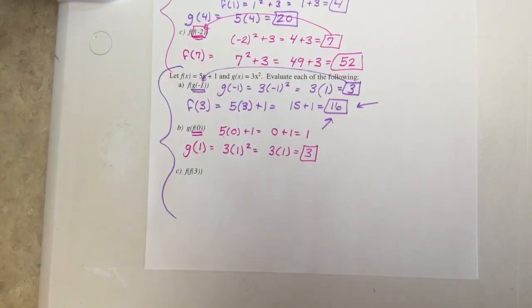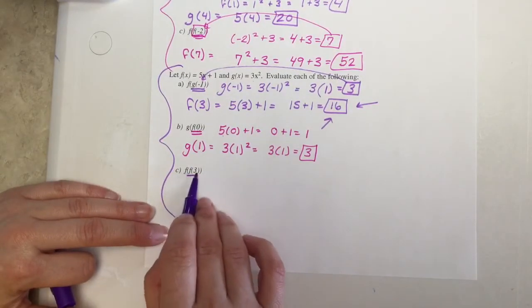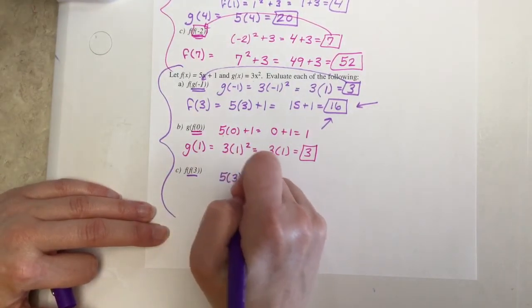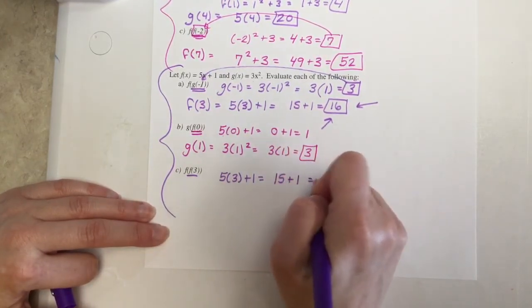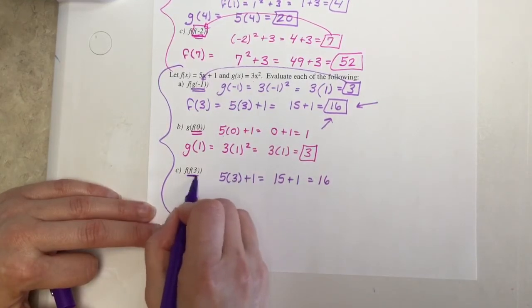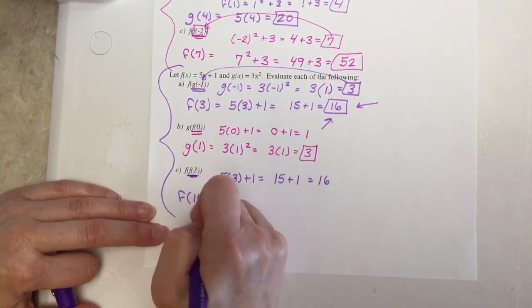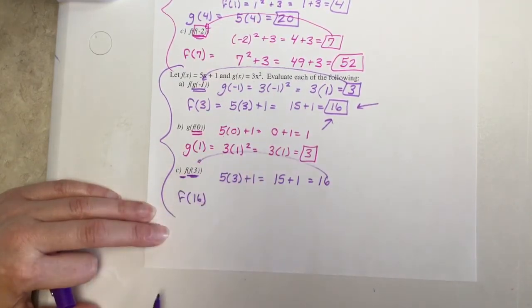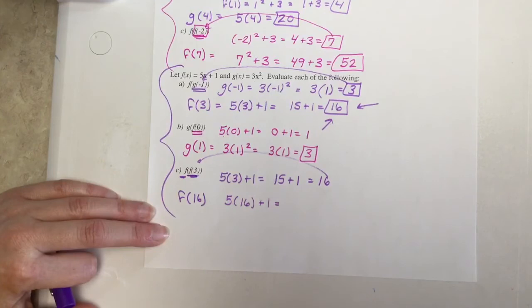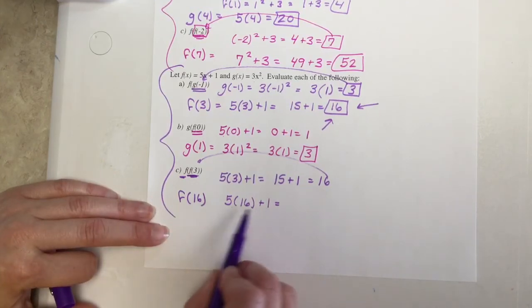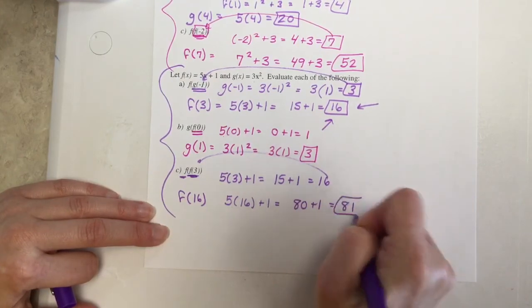Last one, and then I will let you go about your day. In parentheses, you take the f function, put in a 3. So 5 times 3 plus 1. 5 times 3 is 15. 15 plus 1 is 16. That's the value of the inside. So now I have to go ahead and plug that 16 into the f function. So it's 5 times 16 plus 1. You multiply before you add. 5 times 16 is 80. 80 plus 1 is 81.